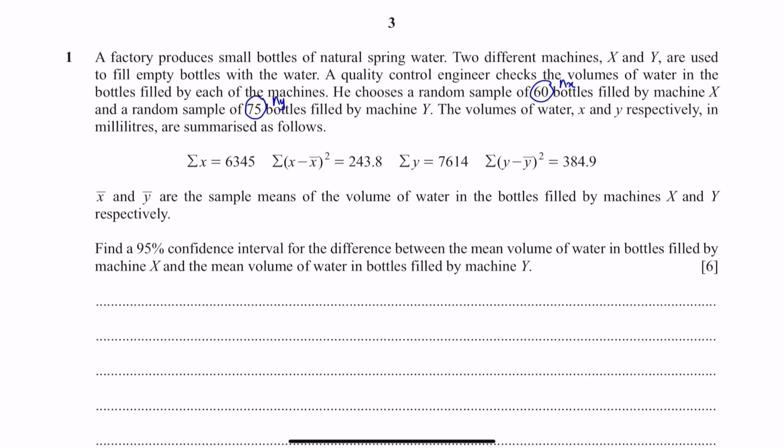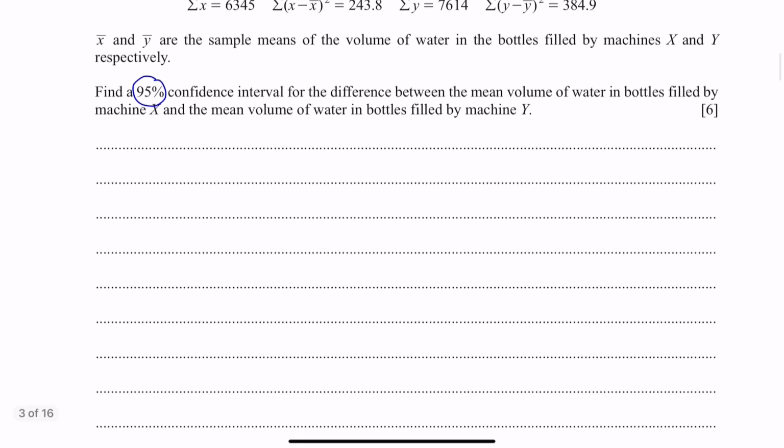The volumes of water X and Y respectively in millimeters are summarized as follows. So we have the sum of X, the sum of X minus X bar squared, the sum of Y, and the sum of Y minus Y bar squared. So X bar and Y bar are the sample means of the volume of water. Find a 95% confidence interval for the difference between the mean volumes of water in bottles. So this is a question about confidence interval.